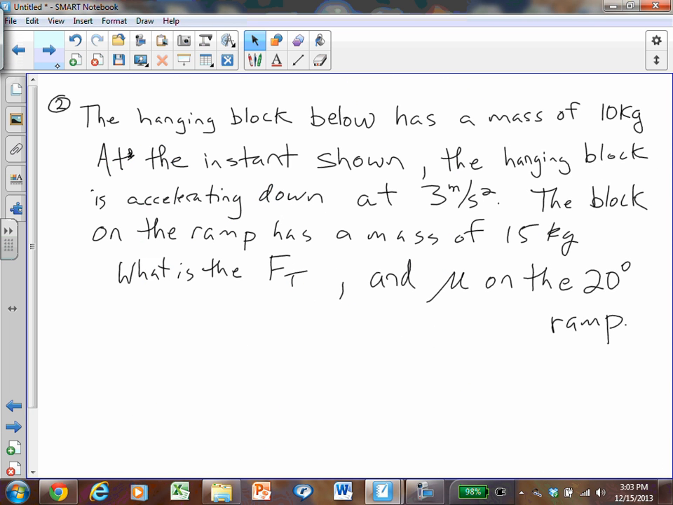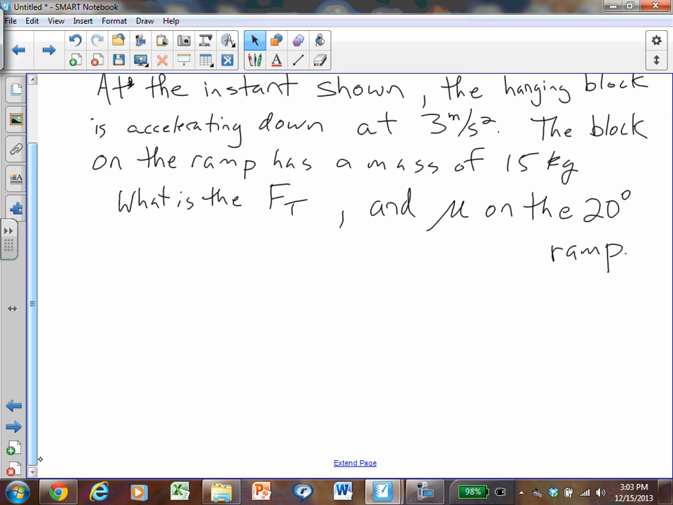Here's another one. The hanging block below, which I haven't drawn yet, has a mass of 10 kilograms. At the instant shown, the hanging block is accelerating down 3 meters per second squared. The block on the ramp has a mass of 15 kilograms. What's the Ft and mu on the 20-degree ramp?